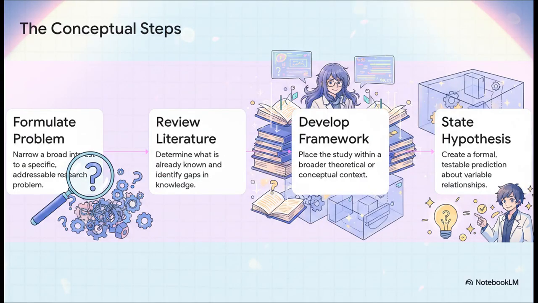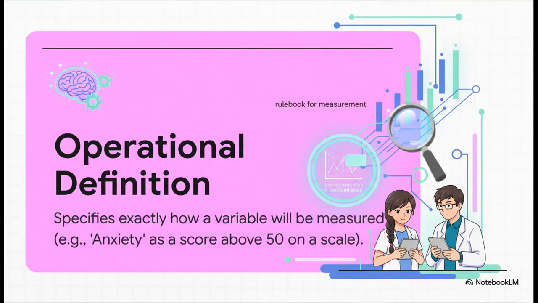So, how does that actually work? Well, first, you take a broad topic you're interested in and you narrow it way, way down to one specific problem. Then, you dive into what's called a literature review, because, hey, you don't want to reinvent the wheel, right? After that, you build a framework, which is kind of like the logical map for your study. And finally, you state your hypothesis, which is really just your best, most educated guess about what you think you're going to find.